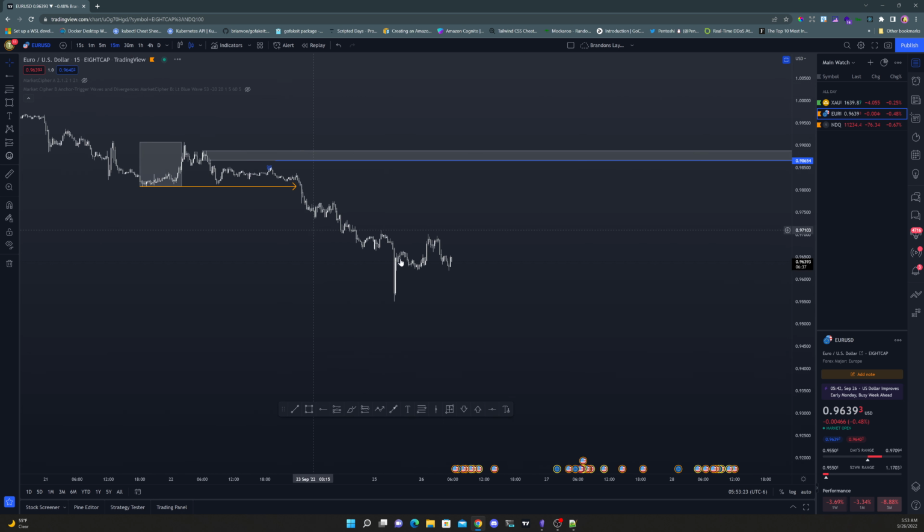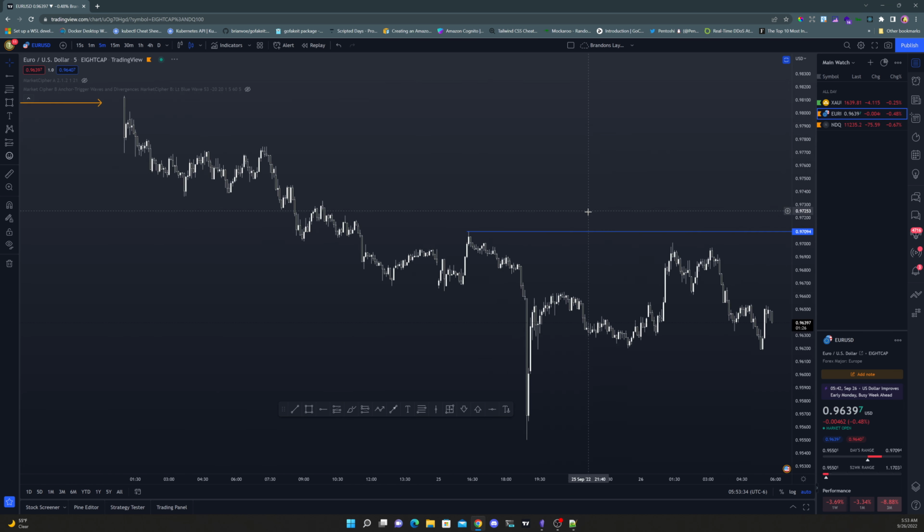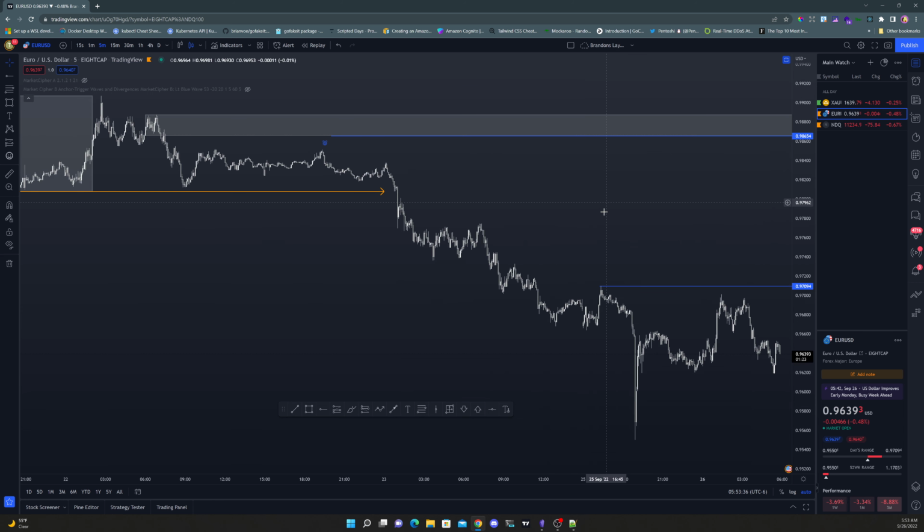Maybe not actually. There's a lot of volume right there. We'd want to see a break here if we were just doing small scalps to go back up to this higher time frame supply.